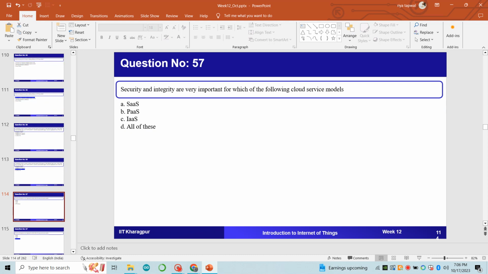Next question is, security and integrity are very important for which of the following cloud service models? Options are software as a service, platform as a service, infrastructure as a service, all of these. Option D, all of these. Yes, all of these is correct.